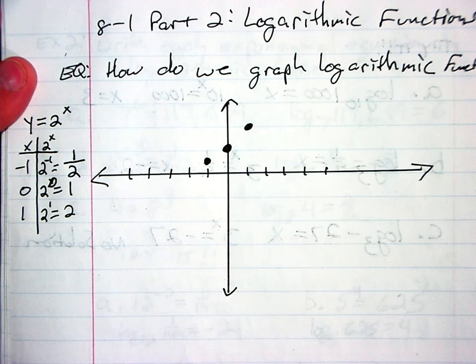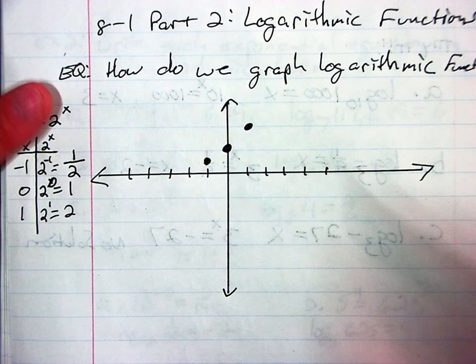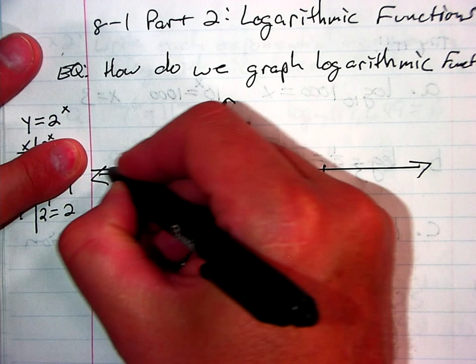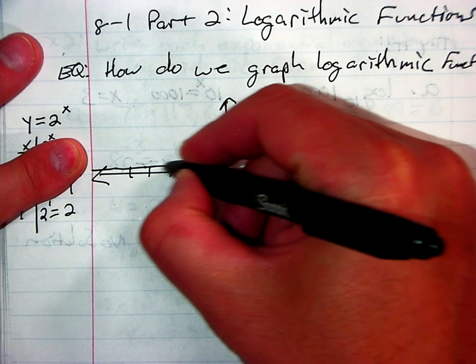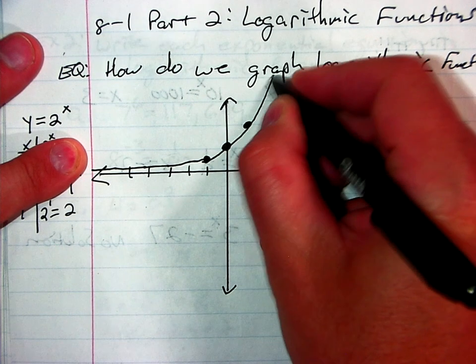Where was our asymptote on an exponential graph? Y equals 0, correct? It's your x-axis. So it gets really close, but it doesn't actually touch. And then it curves up and looks something like that.